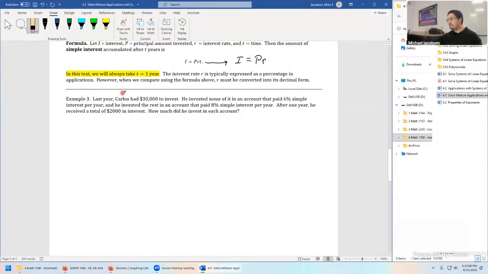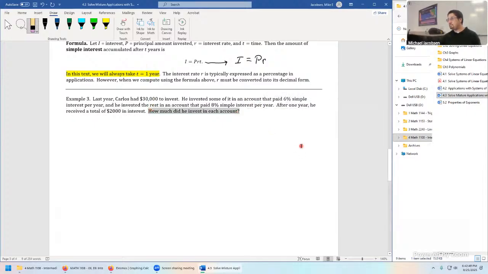So the problem states Carlos has $30,000 to invest. Some of it is invested in an account that's paying 6% simple interest per year. So that's a pretty good rate. And he's investing the rest into an account that's paying 8% simple interest per year. That is a phenomenal rate. When it gets higher than 8%, we worry that it's a Ponzi scheme at that point. After 1 year, he received a total of $2,000 in interest. So hey, that's the I here, the total interest earned. Again, this is only after 1 year, so we're taking time to be 1 every time we use this formula.